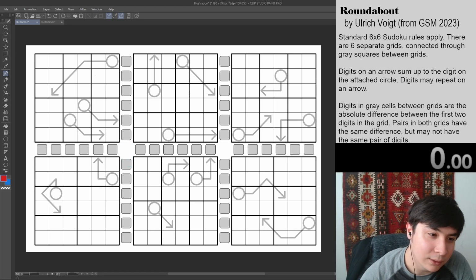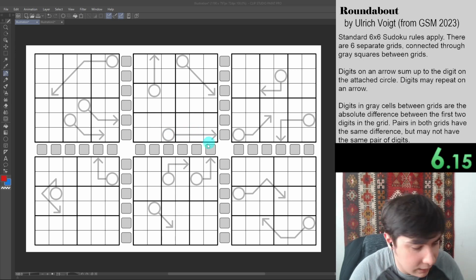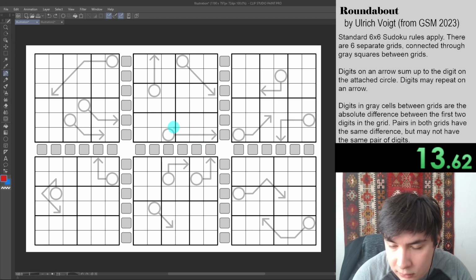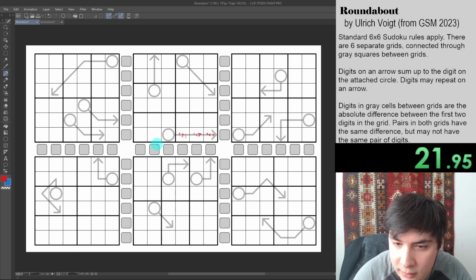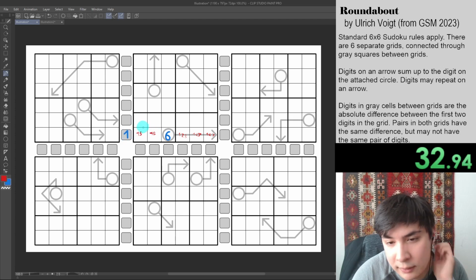So let's get going here. I do immediately see this 3 arrow in the center here. That's going to resolve to a 1, 2, 3 pair, triple. And it's going to have a 6 on the end. That's going to have a 4, 5 pair behind it. And that means that there's a 1 in the center.